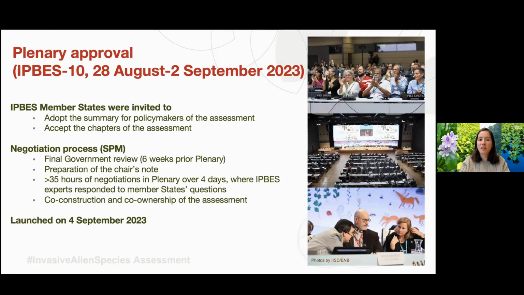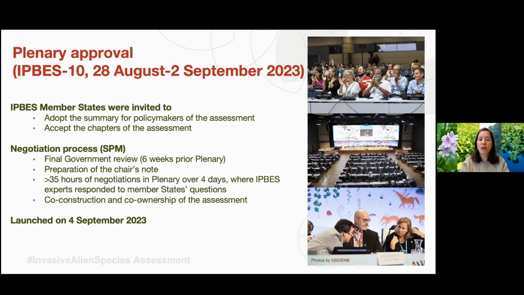The IPBES 10 took place from the 28th of August until the 2nd of September 2023. And IPBES member states were invited to adopt the summary for policymakers of the assessment and accept the chapters of the assessment. That means that only the summary for policymakers was negotiated.